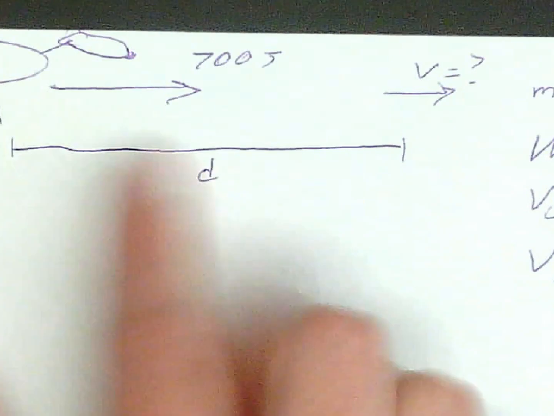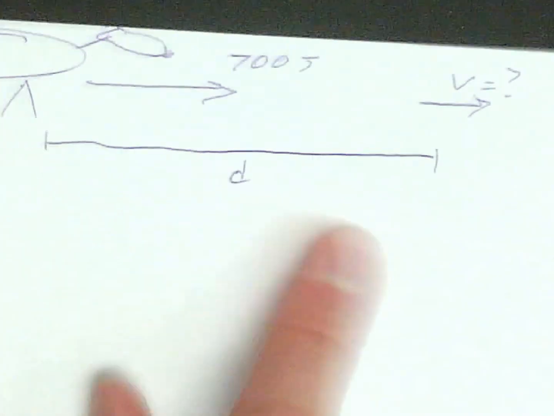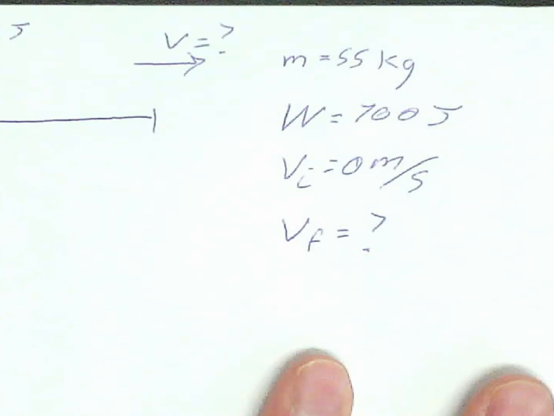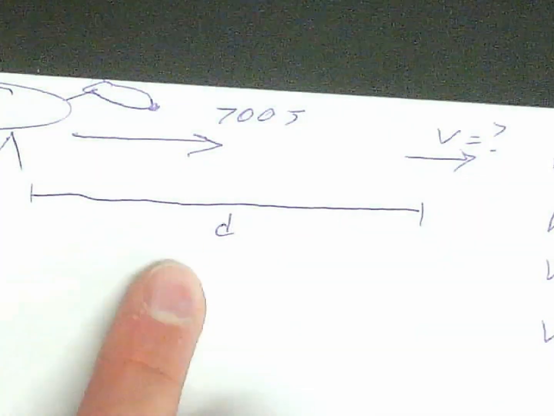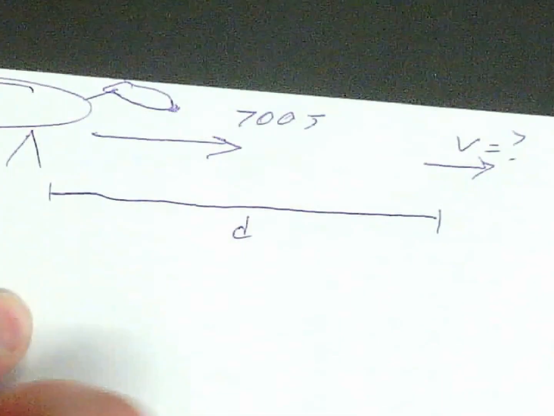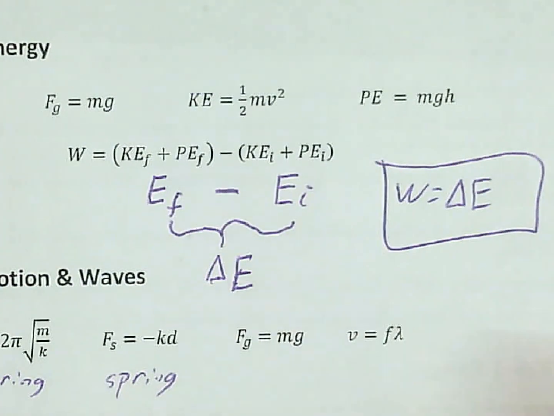Well, the dog is definitely moving a distance. He would have to for this to happen. But it doesn't tell me anything about the distance. It also doesn't say anything about force applied, even though I know there's a force applied. But it doesn't say anything about force or distance. So this equation is not going to help me. So I'm going to have to do this work equals change in energy.